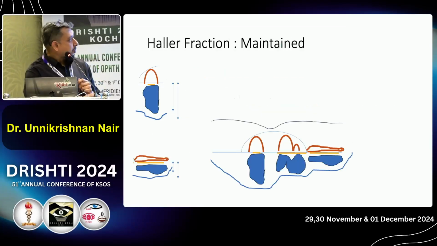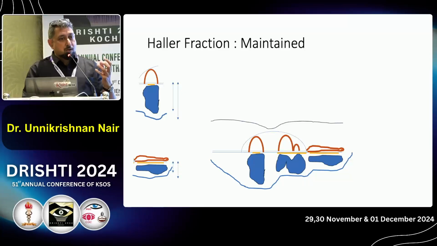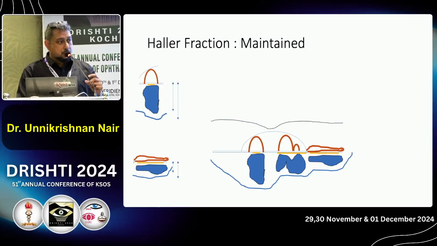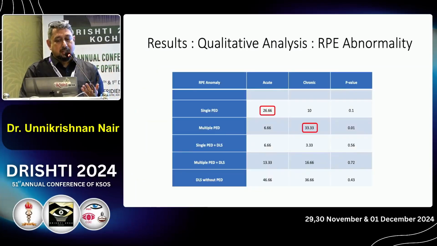What does it mean? The Haller fraction is the area occupied by the large vessels versus the total choroidal area. The Haller fraction is maintained, which means that when the choroidal vessel becomes thinner, it's usually associated with the thinning of the choroidal stroma also. So the total choroidal thickness also comes down. So that has an indication, or possibly an indication, about the back pressure effect that is caused.